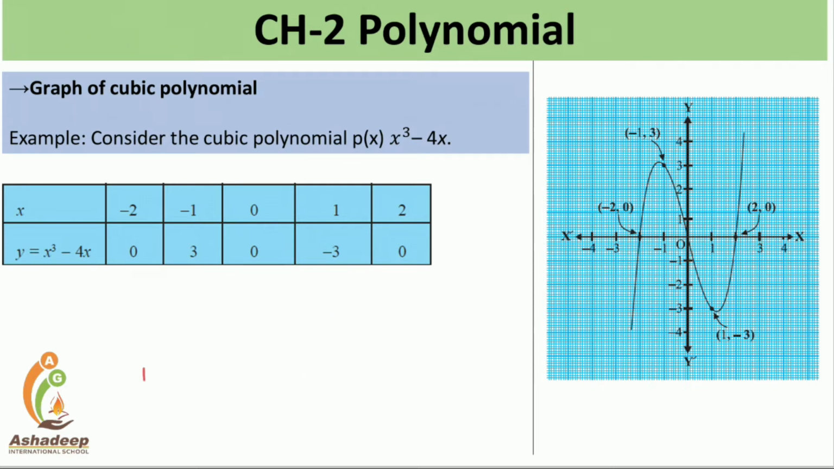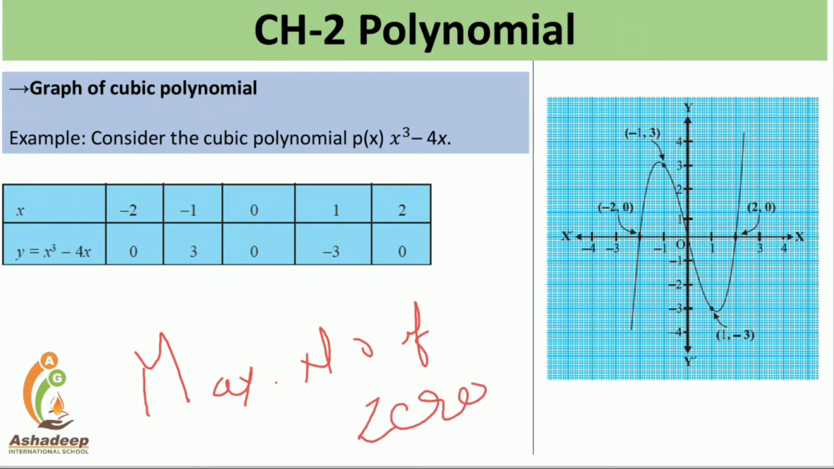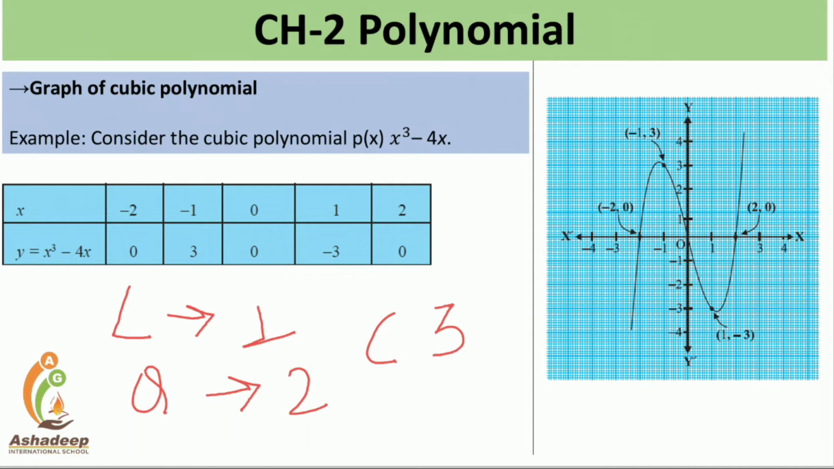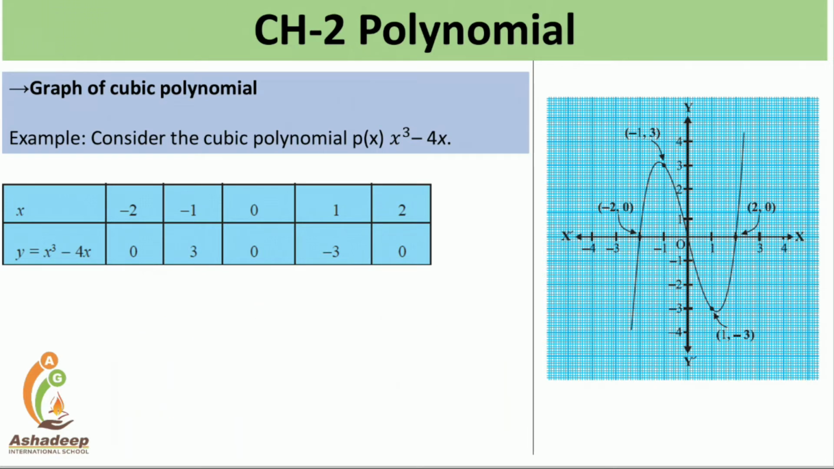So you need to notice one thing, right? The maximum number of zeros. So what is the maximum number of zeros? If it is a linear equation, then the maximum number of zeros is 1. If it is a quadratic equation, the maximum number of zeros is 2. If it is a cubic polynomial, the maximum number of zeros is 3. And if it is a biquadratic equation, then the maximum number of zeros is 4. It's a maximum number. It might be less than that, but it is definitely not more than that, right?